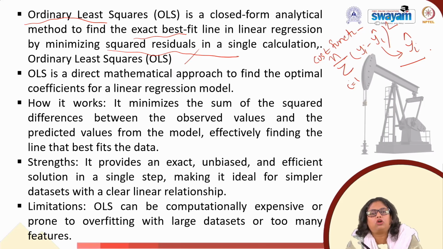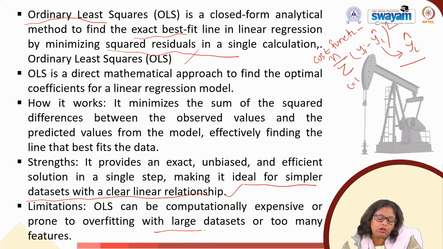If we talk about the strength, it provides an exact, unbiased and efficient solution in a single step, making it ideal for a simpler data set with a clear linear relationship. That's very important. When we have a simpler data set with a clear linear relationship, this works very well. And what is the limitation of this one? Ordinary least squares can be computationally expensive or prone to overfitting with a large data set or too many features.